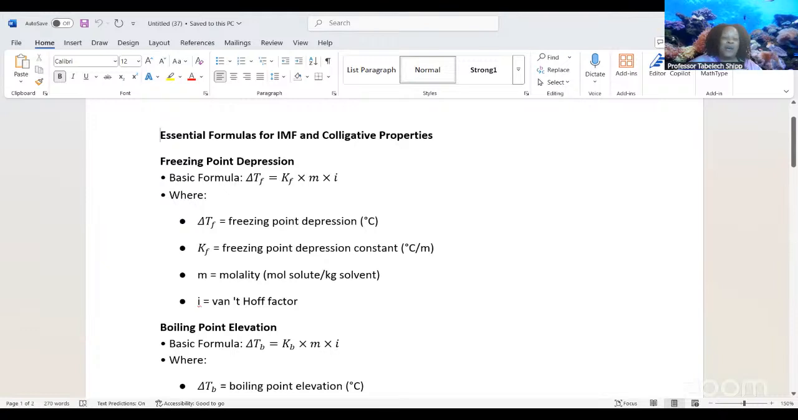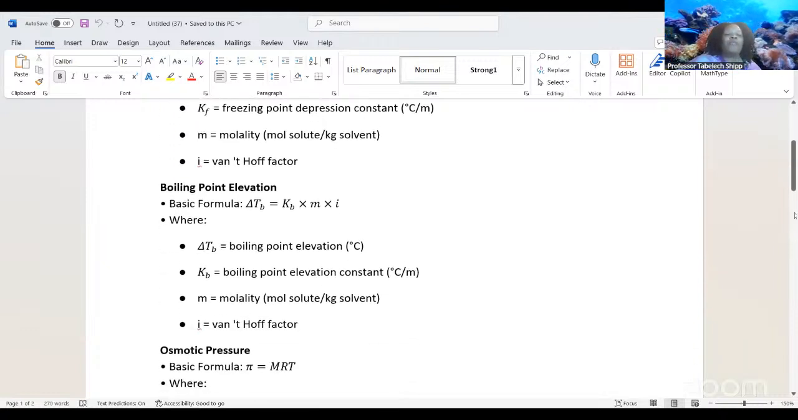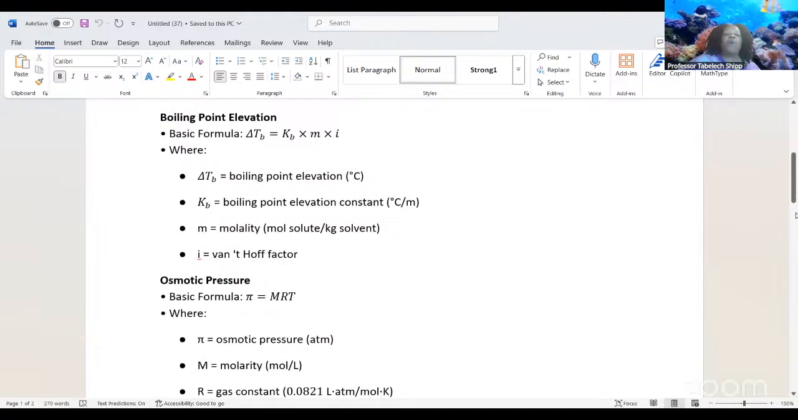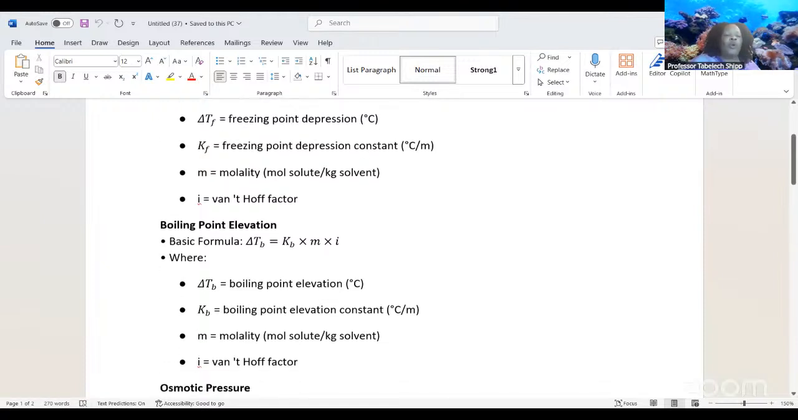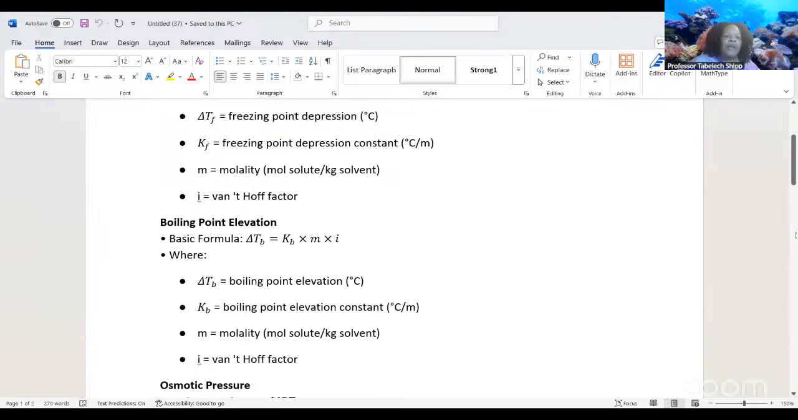Now, the other formula that we're going to go through deals with the boiling point elevation, which is delta T of B equals K of B times m times i. This formula is quite similar to the freezing point one, where we were using K of F. In this case, for the boiling point, we're using K of B, okay? But the formulas are identical. Just change the F for the B or the B for the F, depending on which one you're looking for.